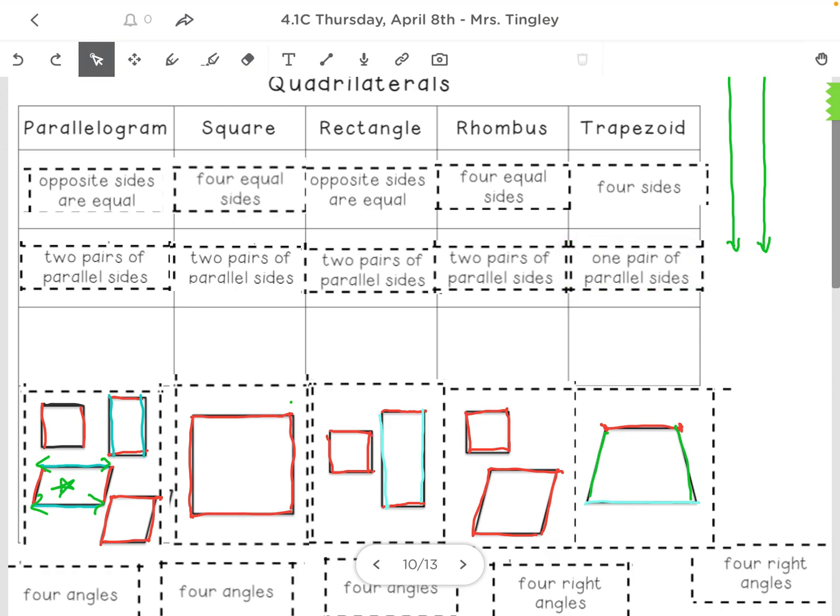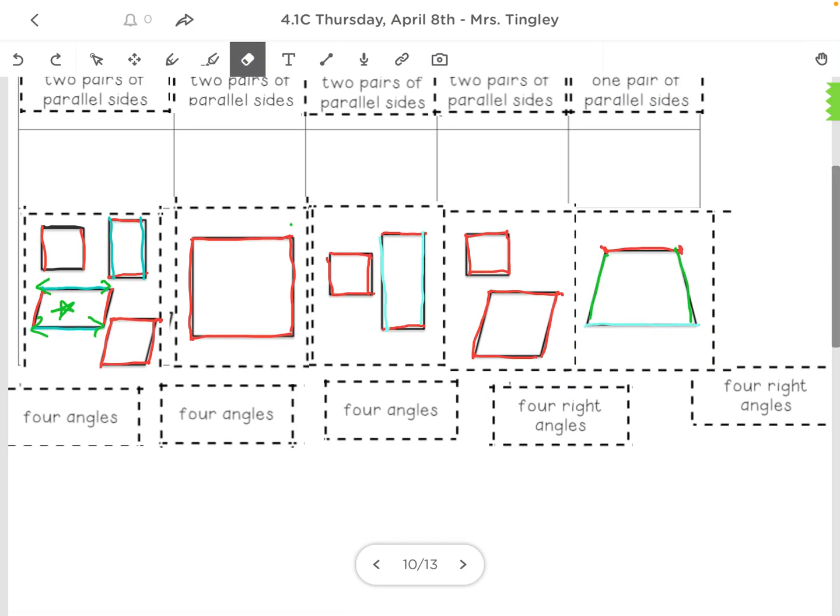Finally, a trapezoid is the only one that has only one pair of parallel lines. And we can see that right here on these two lines. If these two lines went on forever and ever and ever, they would never cross. But if the other ones went on forever and ever and ever, they would intersect.